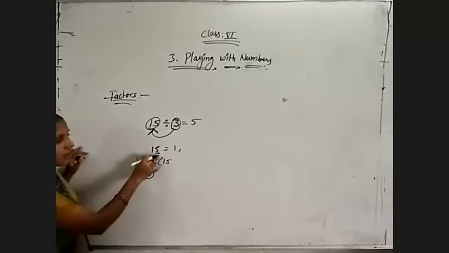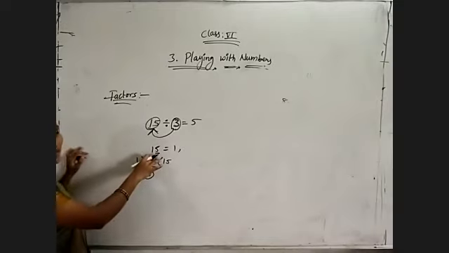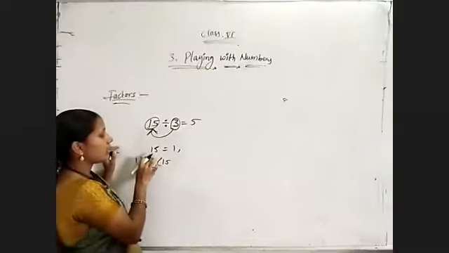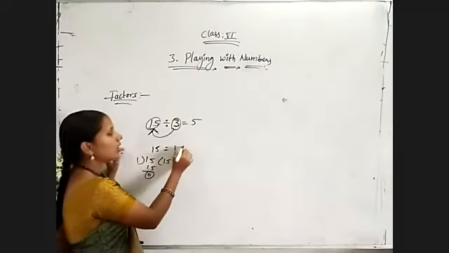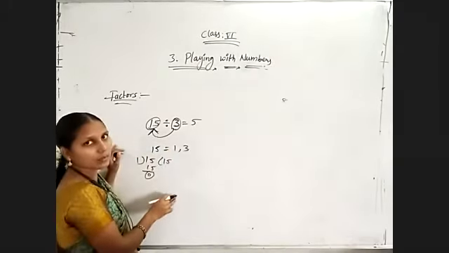No, because 5 is there. So 2 is not a factor of 15. Coming to 3. In the 3 table we will get 3 fives are 15. So it is divisible by 3.